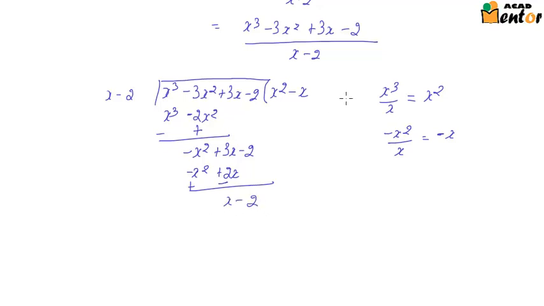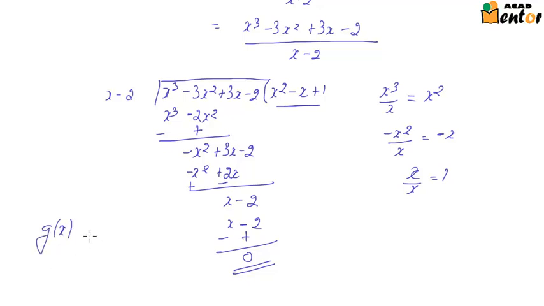Now the third term for the quotient will be given as x divided by x, which is nothing but 1. So we write 1 here. And when 1 is multiplied by minus 2, it would give us minus 2. When we subtract these terms from these two, we get 0. So now the remainder is 0 and the quotient is given as x square minus x plus 1, which is the answer, which is the polynomial gx, which is given as x square minus x plus 1.